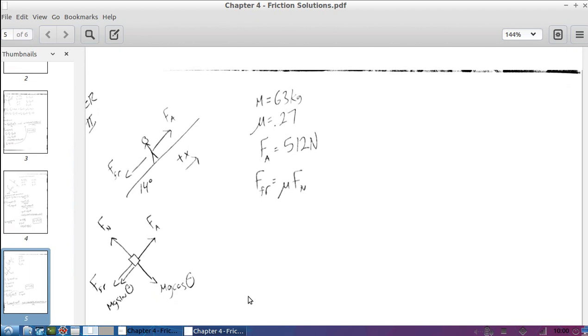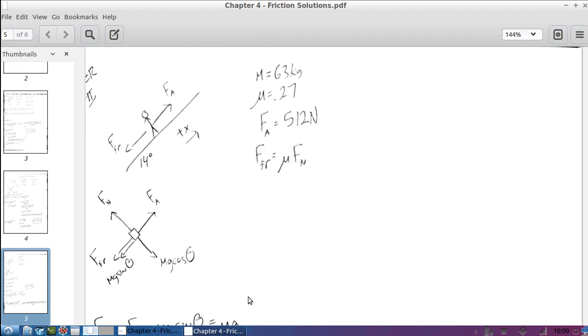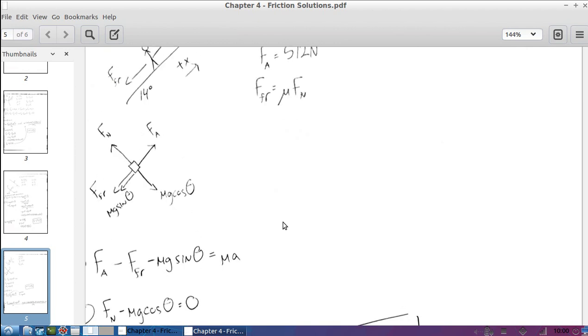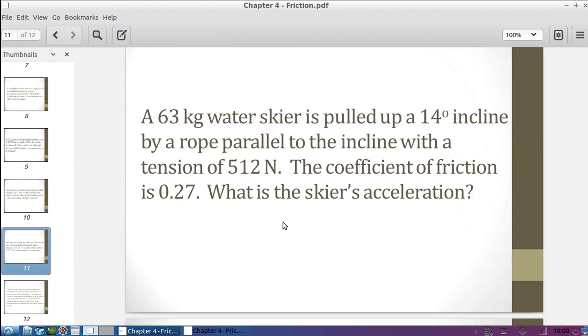I think maybe my scan got a little cut off here, but I think we can make it with this next problem. I think we got another skier.